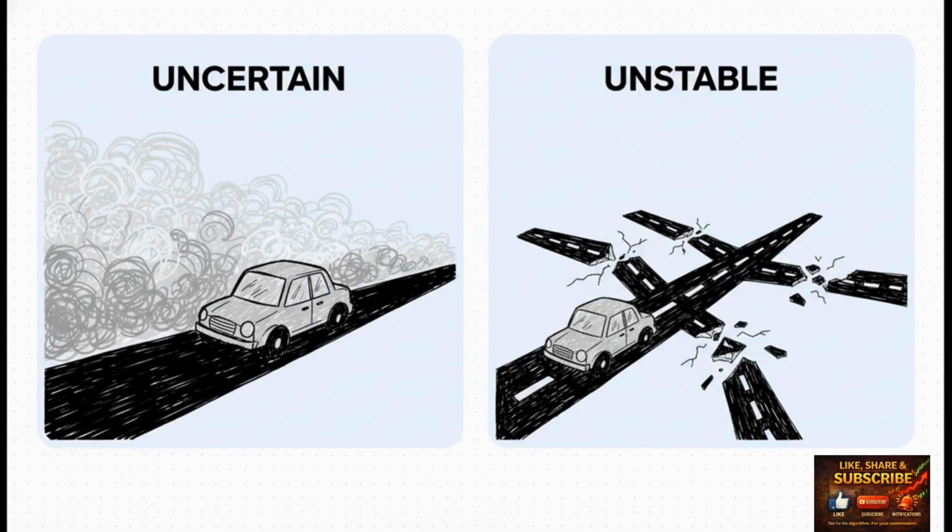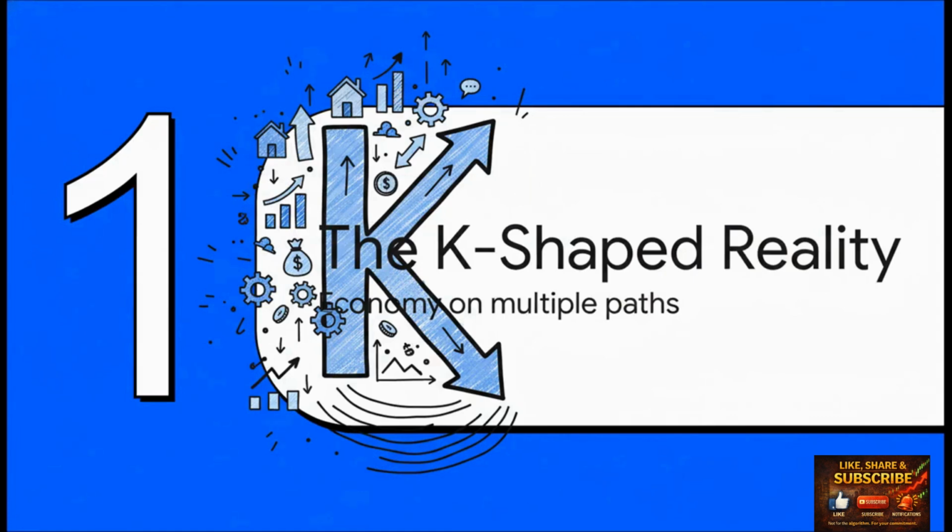See, uncertainty is like driving in fog. You know the road is still there, you just can't see very far ahead. Instability, that's when the road itself is cracking and shifting right under your tires. The economy isn't on one hidden path, it's on a bunch of different paths all at the same time. And this idea of multiple diverging paths, well, it brings us right to our first major theme, the K-shaped reality. Honestly, it's the perfect way to picture this unstable economy.